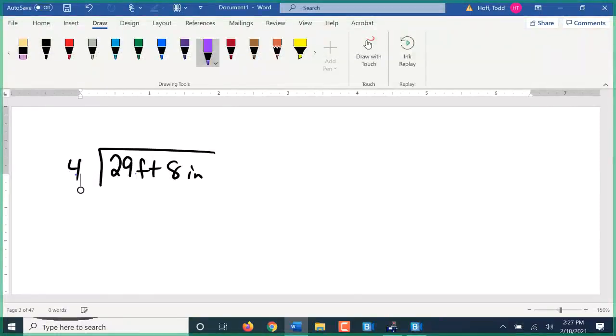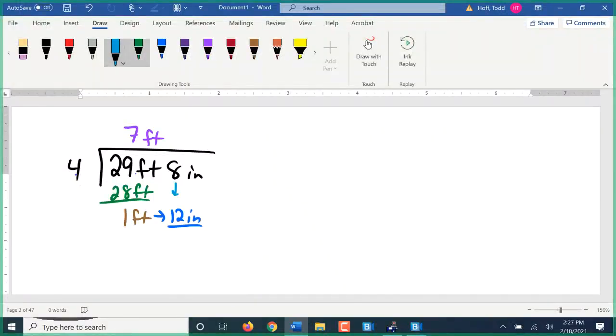4 goes into 29 feet. Well, that would be 7 times. That'd be 7 feet. 7 feet times 4 is 28 feet. We subtract, we've got 1 foot left over. 29 minus 28 is 1 foot. Now, before I can bring down my 8 inches, I have to convert my 1 foot into inches. Well, that's 12 inches. 8 inches plus 12 inches is 20 inches. So I take that now, divided by my 4, I get 5 inches exactly, and that's it. There's nothing left over.